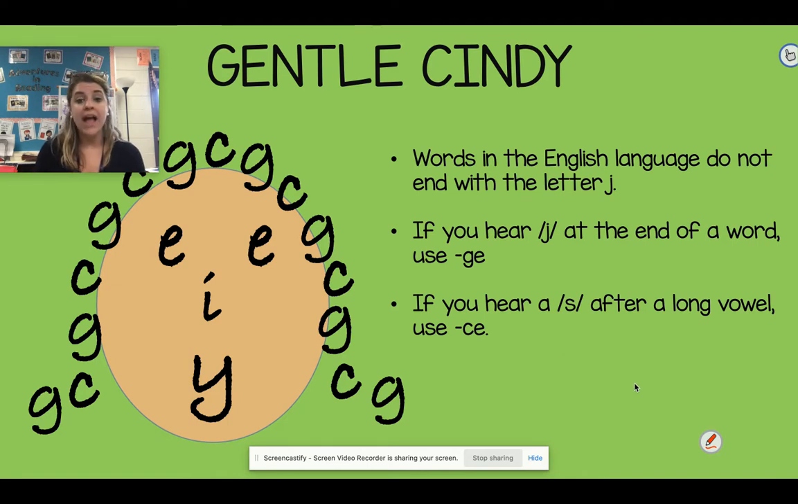Okay? Remember, yesterday we learned a couple of spelling rules. We know that words in the English language do not end with the letter J. So that tells us that if we hear J at the end of a word, we're going to use GE. A lot of times, if we hear an S after a long vowel in the word, we're going to use that CE.